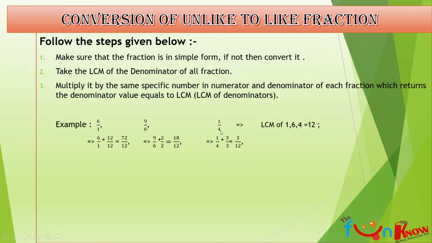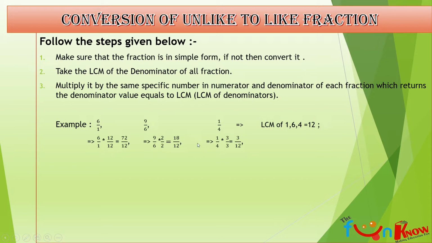Here 1 by 4. So in 4, 4 3s are 12. That's why I am taking 3 over here. And because I have taken 3 over here, the same value I will multiply over here. That's why it is 3 by 12. So our new fractions will be 72 by 12, 18 by 12 and 3 by 12.